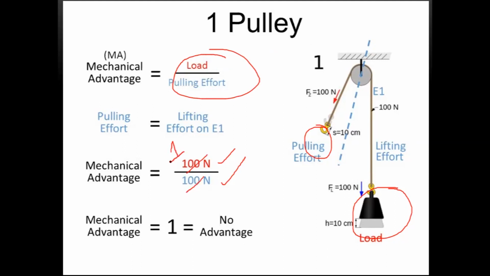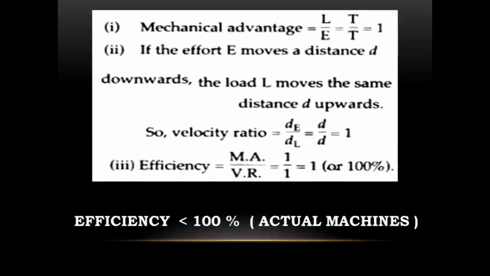So what happens to the mechanical advantage? You get a mechanical advantage of 1. If it is 1, it does not have any advantage. But there is one thing which we learned: when the mechanical advantage is equal to 1, it means that particular simple machine is helping in changing the direction.